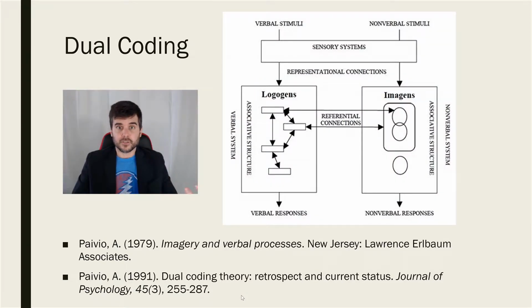That led into Paivio's theory, which is dual coding theory. Dual coding theory was an extension of Baddeley's idea that we really have these two channels, verbal and nonverbal. And they're able to work together or work independently of one another in working memory to put things in long-term memory.